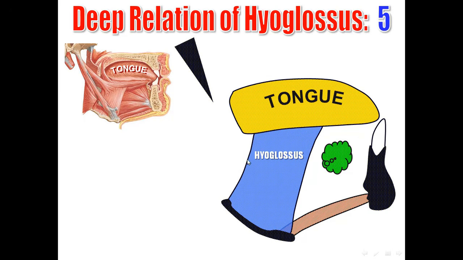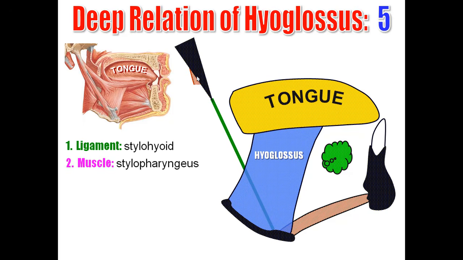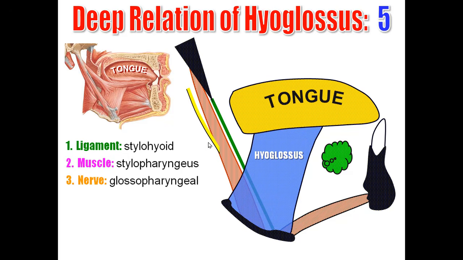So regarding the 5 structures which lie deep to the hyoglossus, 4 are from behind and 1 from the anterior side. The 4 structures coming from behind are ligament, muscle, nerve, and artery. The ligament is the stylohyoid ligament, from the styloid process to the lesser horn of the hyoid bone. Then the muscle, stylopharyngeus muscle. Then the nerve, the glossopharyngeal nerve. Then the artery, the second part of the lingual artery.